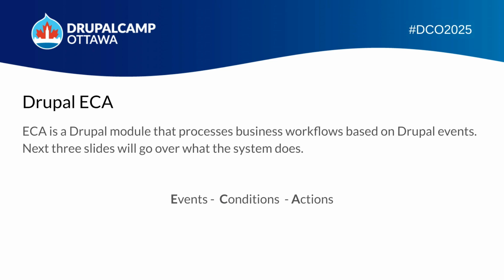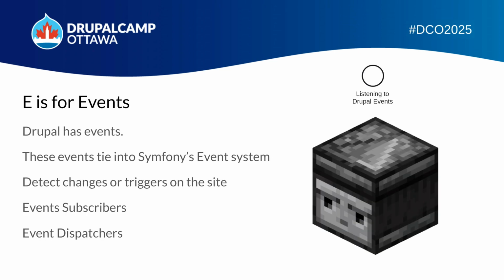So Drupal ECA, I'm going to be saying that acronym a lot, is a module that processes business workflows, and it's based on Drupal events. I'll go through each of these in more detail, but E stands for events, C for conditions, and A for actions. So when you're talking about Drupal ECA, you're talking about these chains of situations where you want things to happen on your site, and this extends and does other things than what Drupal core or Drupal modules can do. But yeah, we'll go through that.